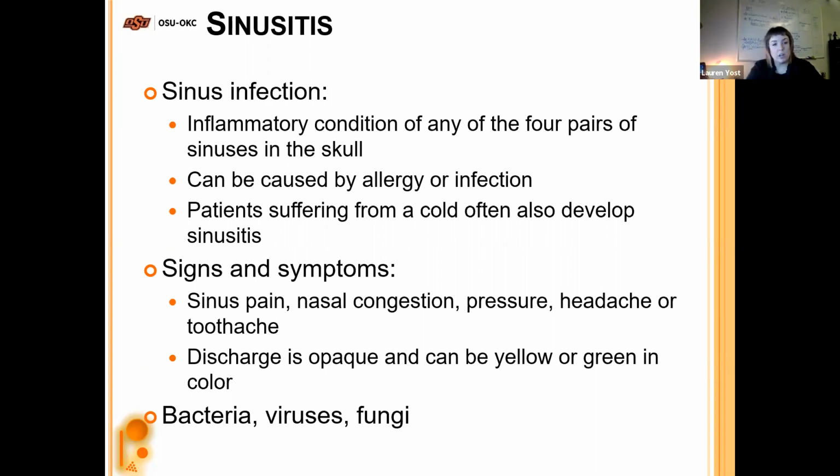And patients that are suffering from a cold also tend to develop sinusitis, as we just said when we were talking about the cold viruses. Signs and symptoms of sinusitis include sinus pain, nasal congestion, pressure, headache, and toothache. A lot of that is referred pain just from swelling within the skull. And then discharge can be opaque, yellow, or green in color. Typically, that's going to be associated with bacterial and or fungal infections, and the viral infections tend not to have quite as much of that discolored discharge.